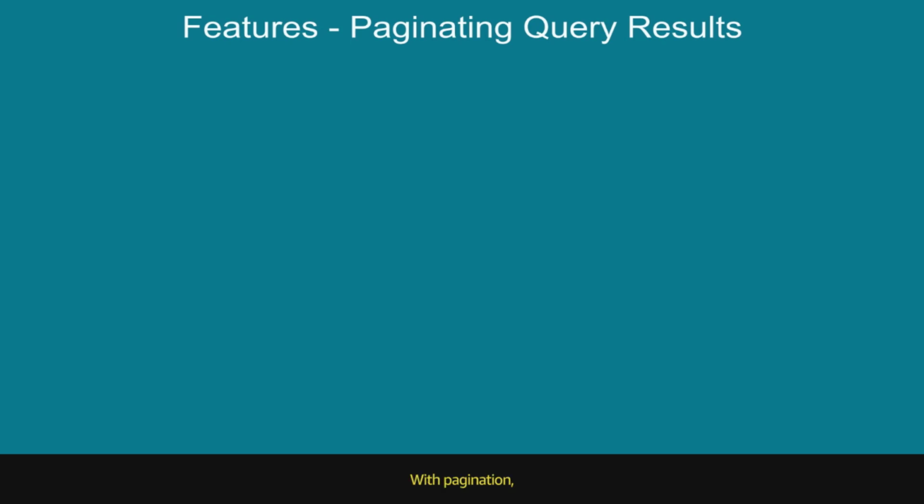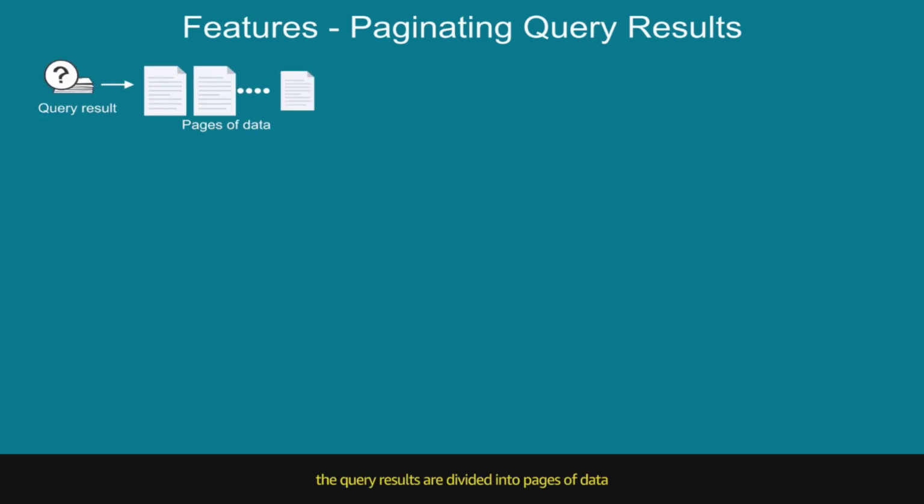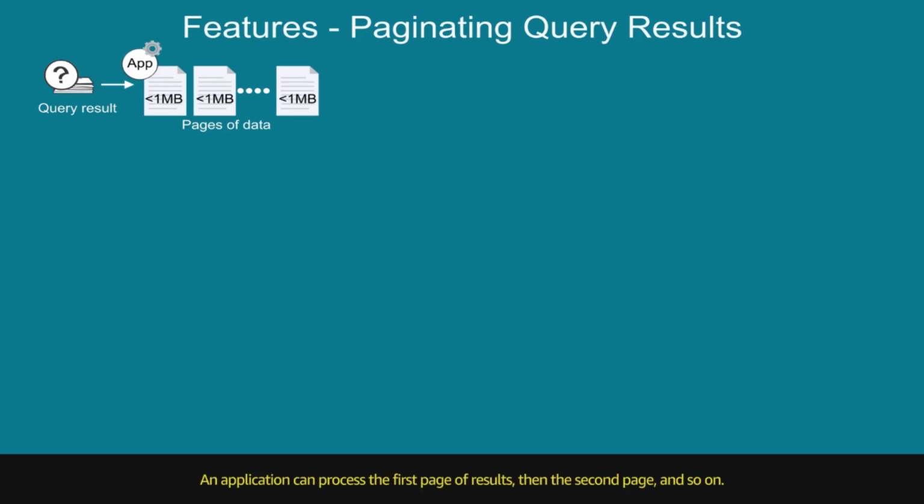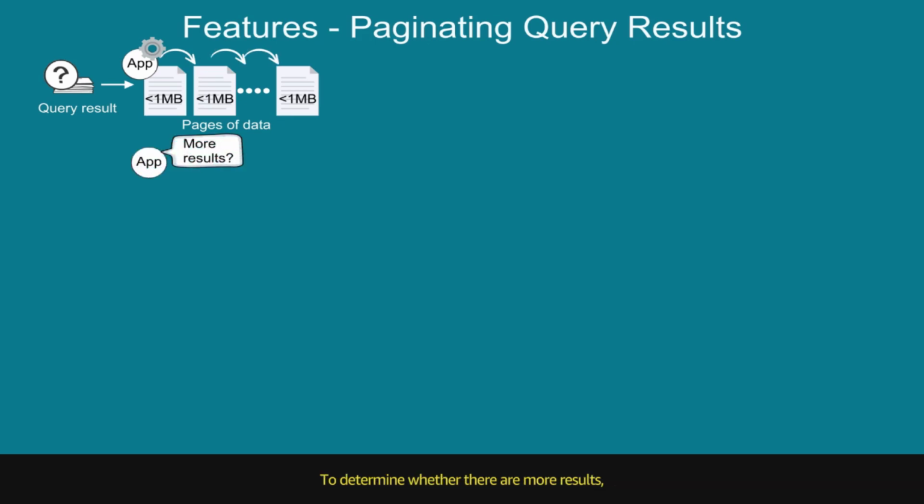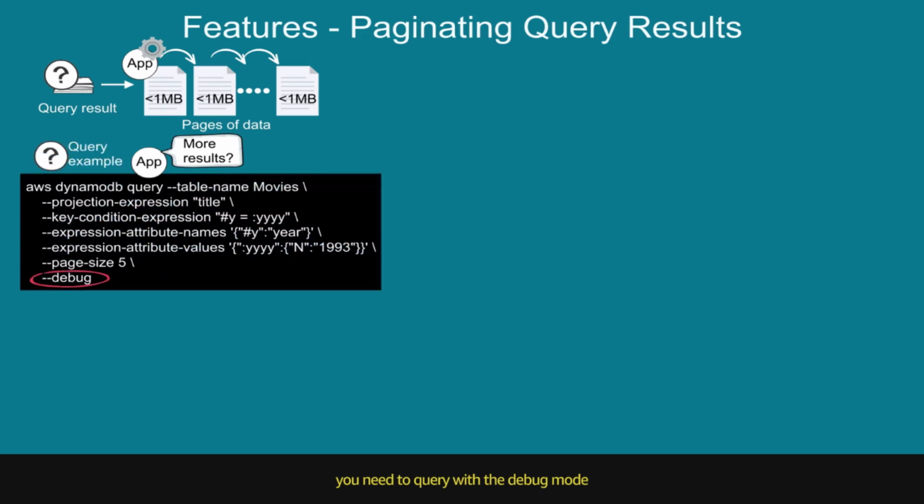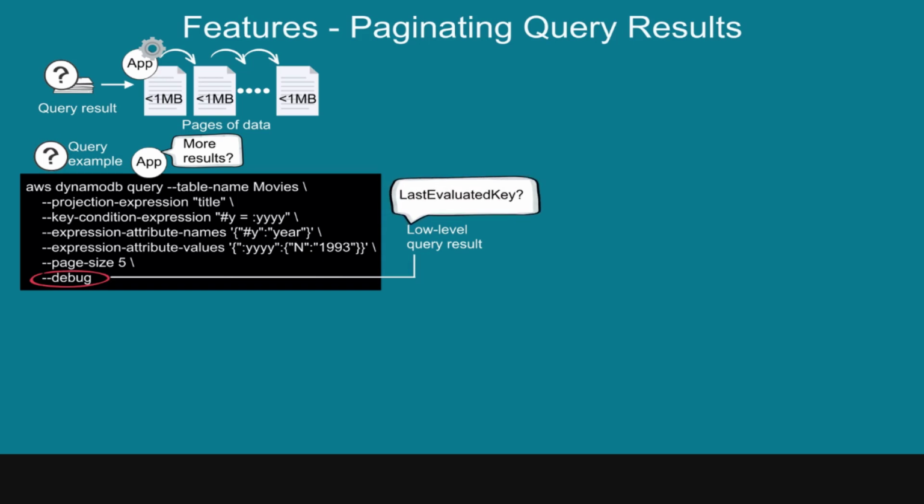Paginating query results. With pagination, the query results are divided into pages of data that are 1 megabyte in size or less. An application can process the first page of results, then the second page, and so on. To determine whether there are more results, you need to query with the debug mode in order to examine the low-level query result and check if the result contains a last evaluated key element.